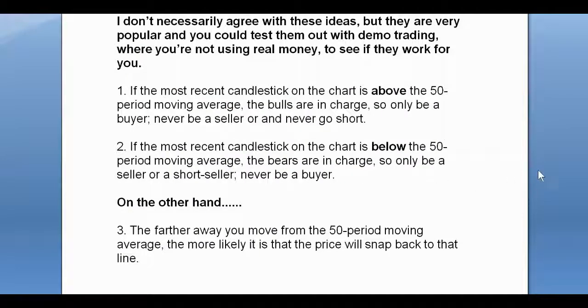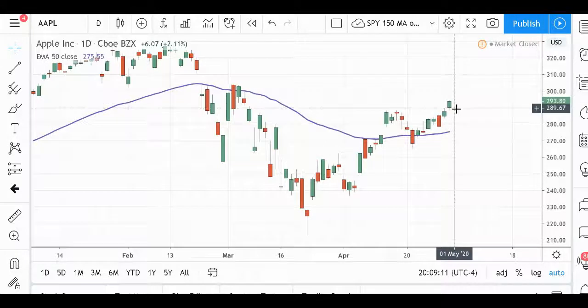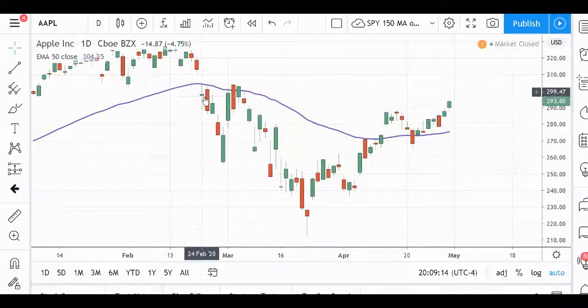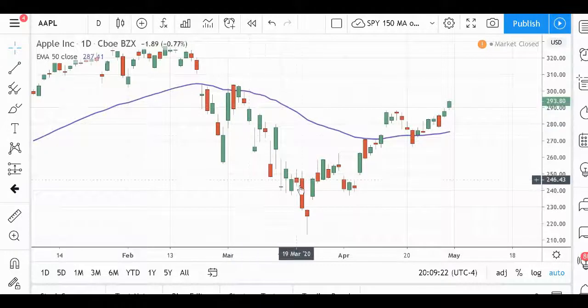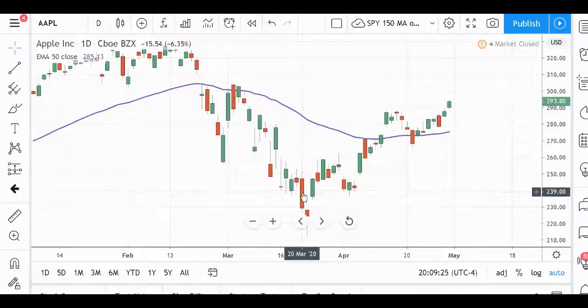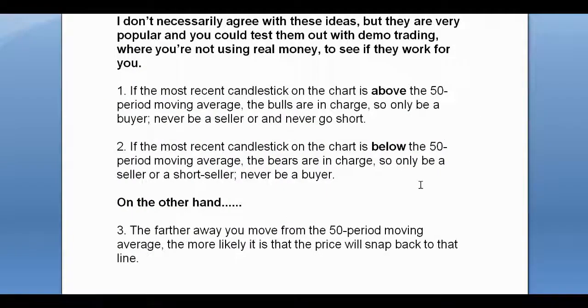Number 2, if the most recent candlestick on the chart is below the 50-period moving average, then the bears are in charge. So only be a seller or short seller, never be a buyer. The most recent candlestick for Apple here is not below, but when it was below, it's interesting. It came below here, retested it, but came below again, and it would have been a good period to sell or to go short because it kept going down. It does not always happen like that, but it's an interesting idea that when the candlestick closes below the line, then the sellers are in charge, and you don't want to be a buyer, according to this method.